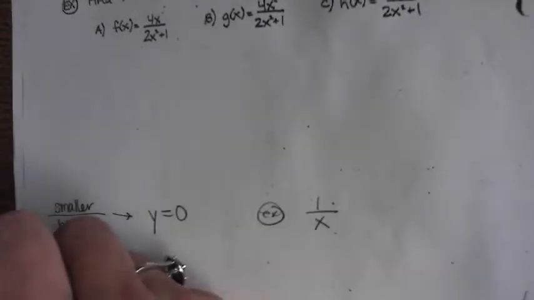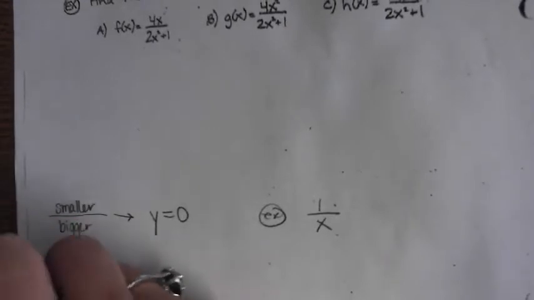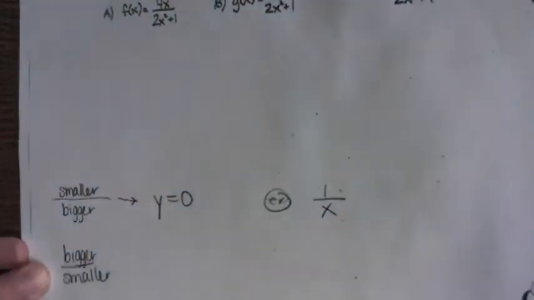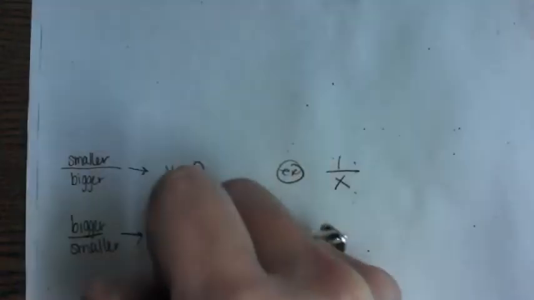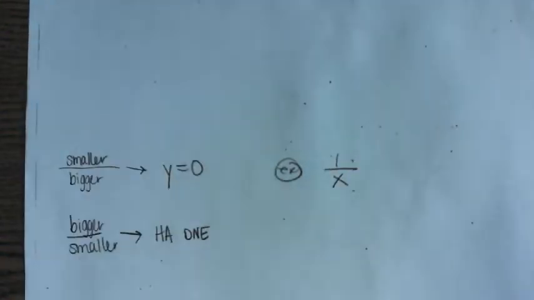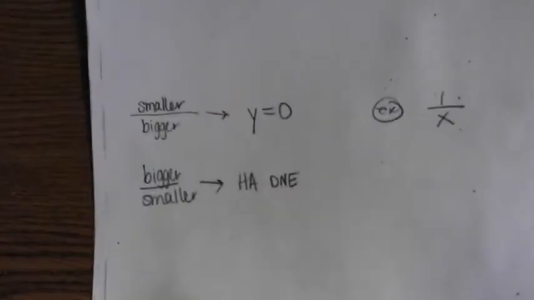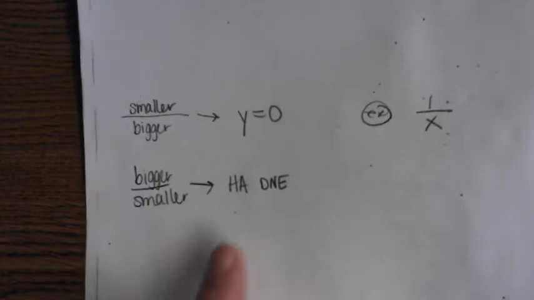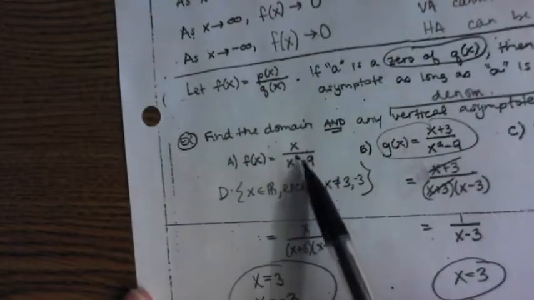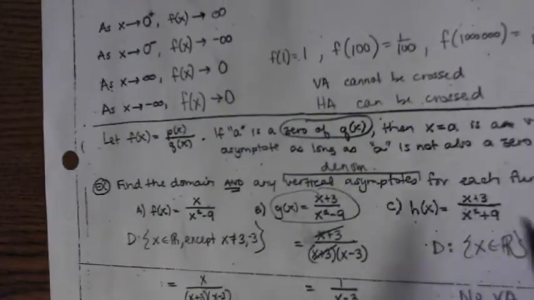The second scenario is bigger over smaller, in which case the horizontal asymptote does not exist. Did we have a bigger over smaller on the other side? No, they were all small over big. They were all small over big on the front side, right? 1 over 2, 1 over 2, 1 over 2.